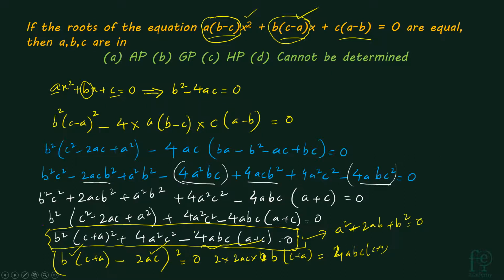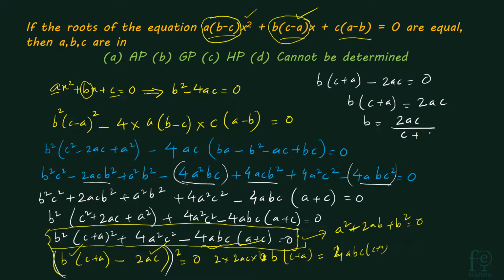You should be able to identify this expression in the format of a square minus 2ab plus b square. So identify what is a, what is b. So now what you will be getting? b into c plus a minus 2ac, the whole square, is equal to 0. So that means b into c plus a minus 2ac is also equal to 0. So you will be getting b into c plus a is equal to 2ac. So b is equal to 2ac divided by c plus a.